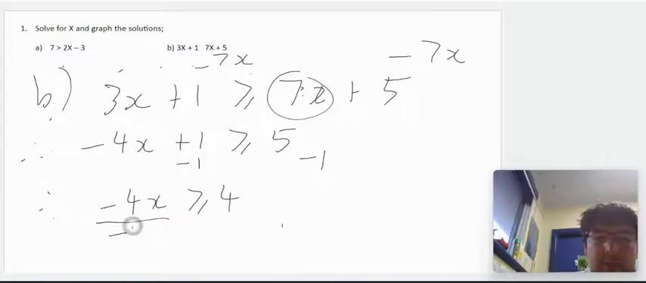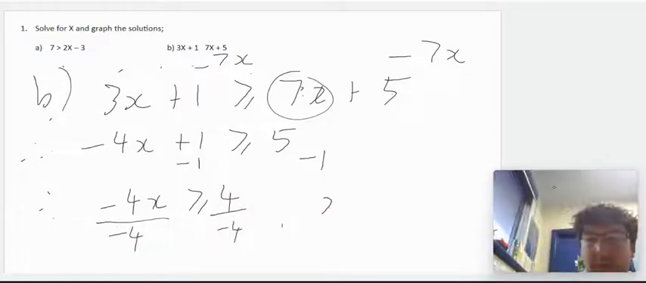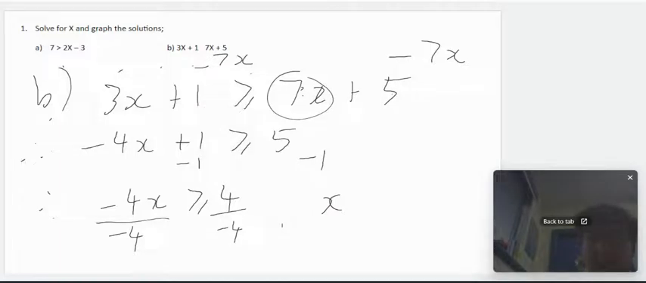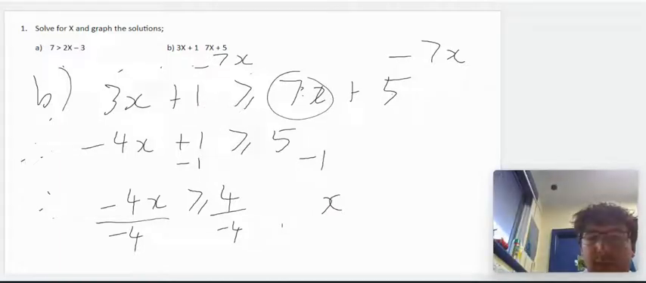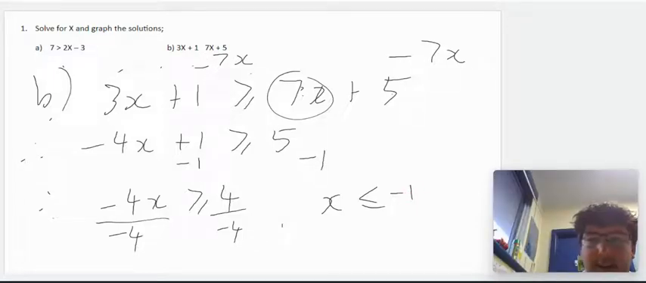Now we are going to divide by minus 4, divide by minus 4. And when we divide by a negative in inequalities, we have to reverse the inequality. It's one of those funny rules. So that means x is less than or equal to negative 1. If you divide by a negative number, you have to change the inequality. See how the inequality has changed from greater than to less than?